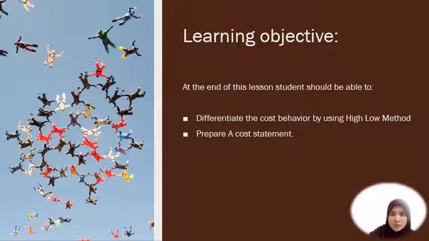Okay, so this is our learning objective for this video. At the end of this lesson, students should be able to differentiate the cost behavior by using the high-low method, and the second one, to prepare a cost statement. The cost behavior that we learned in the previous video is fixed cost, variable cost, semi-variable cost, and semi-fixed cost. And this high-low method can be used to differentiate the cost based on the behavior.